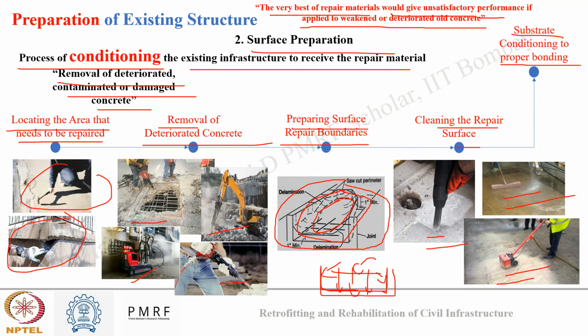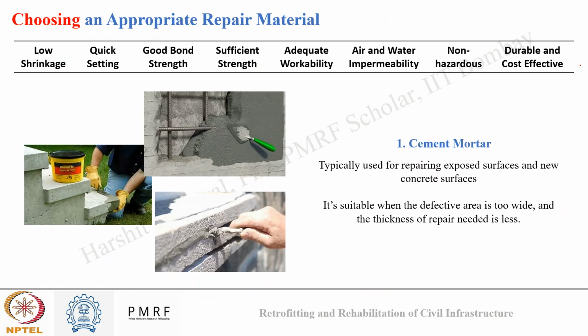Now, after preparation of the existing structure, the next step is to choose the appropriate repair material and apply it. The choice of repair material depends upon several factors. These are: it should be low shrinkage material so that there is no additional shrinkage crack. It should be quick setting so that it won't take much time before we can again make the structure available for use.